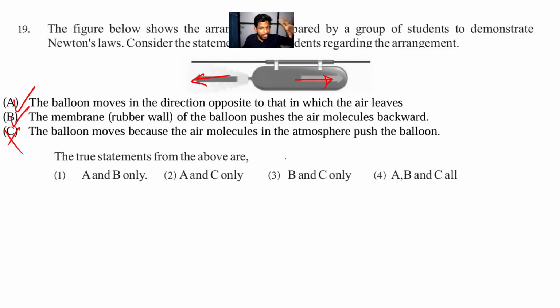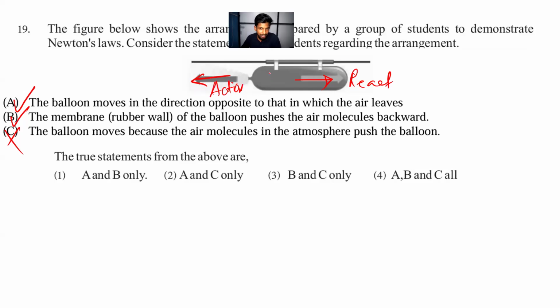Can you raise your hand, those who didn't get the idea? This will be the action, and this will be the reaction. Neha, can you tell me which statement is not clear: statement A, statement B, or statement C? Which statement is not clear for you? May I know? Option C.